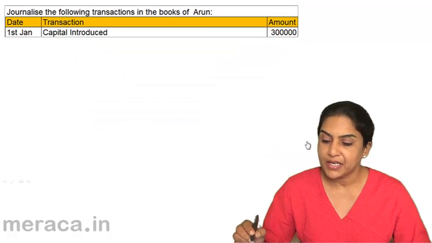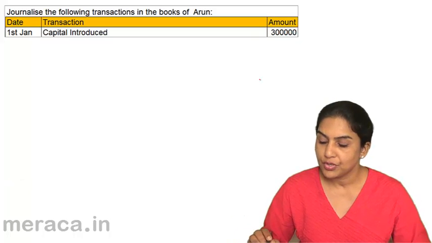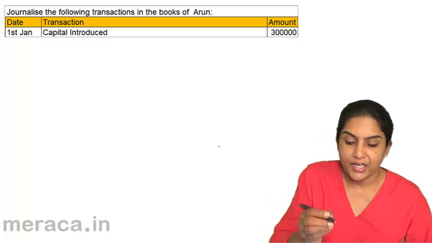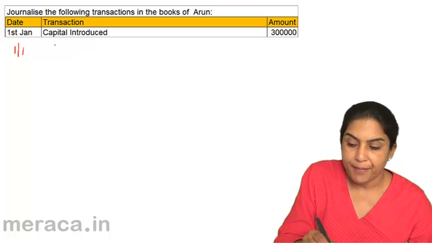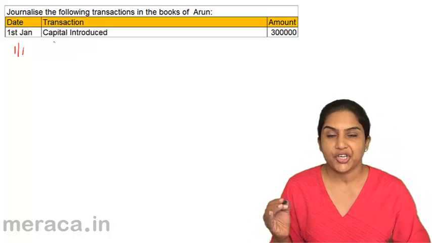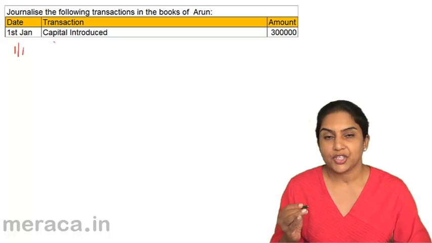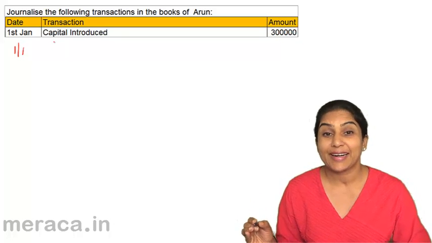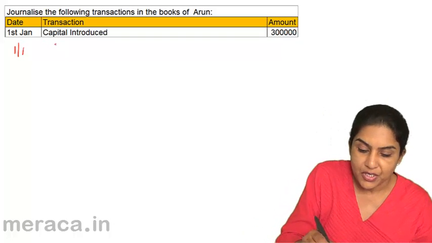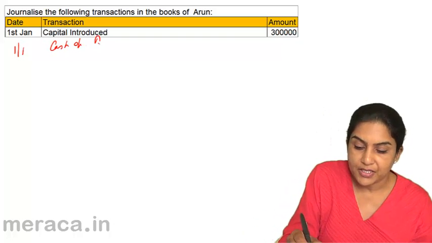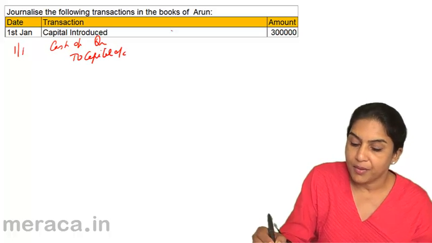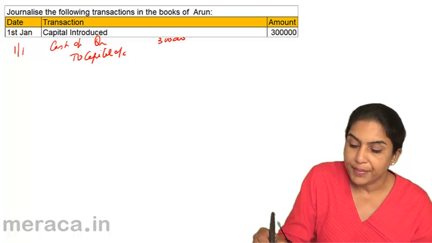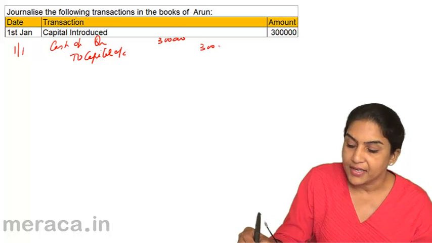First one, capital introduced, 3 lakh. So what would be the entry for this? We would write the date in the form of a journal. Capital introduced, what are the accounts involved? Cash and capital. So cash comes in, cash account debit, to capital, debit the receiver, credit the giver. So on first, we say cash account debit to capital account. What is the amount involved? 3 lakh in the debit column and 3 lakh in the credit column.